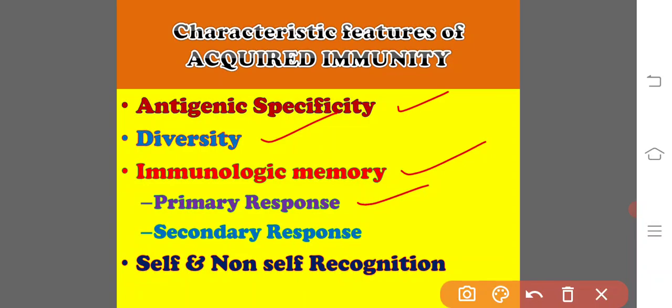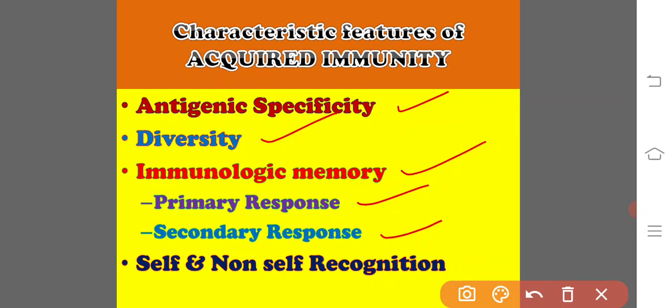Whereas the secondary response is, for the second time, if a similar antigen enters the body, more antibodies are produced in a short span of time. This is due to the subsequent exposure to that particular antigen which has attacked previously. That is, the primary response is a slow response, whereas the secondary response is an exaggerated response.